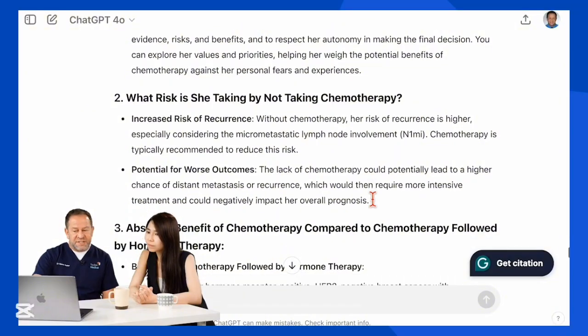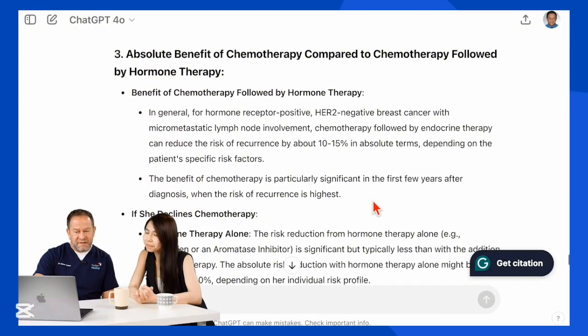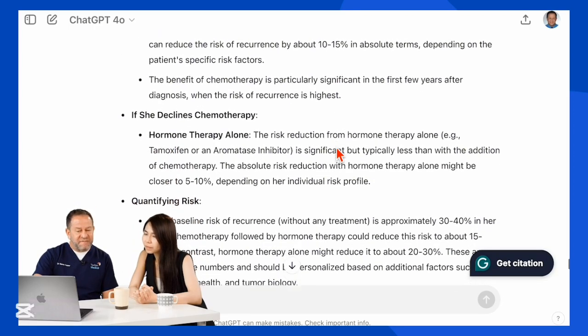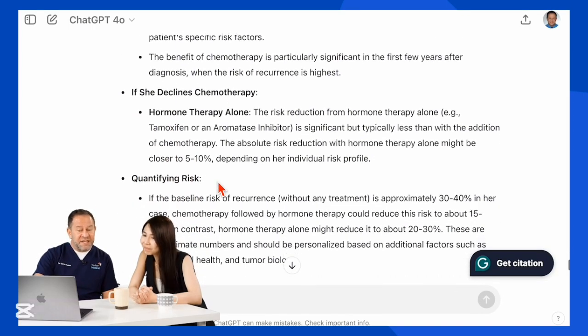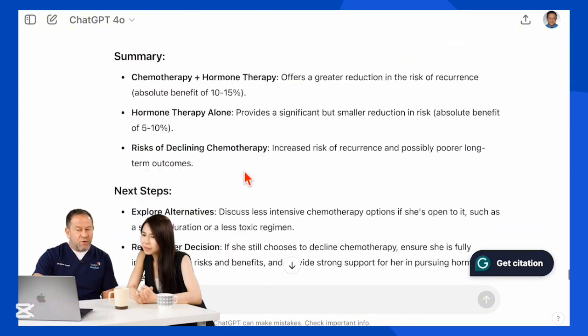And what risk is she taking? Is it the absolute benefits here? They're saying the risk recurrence difference of about 10 to 15%. If she declines chemo, it might be a 5 to 10% reduction in the risk, and how to quantify the risk. So it gives both the doctor and the patient some framework for understanding what they're giving up.